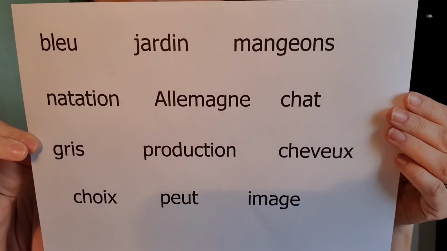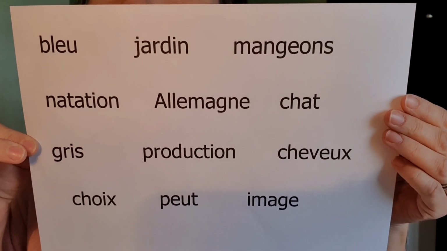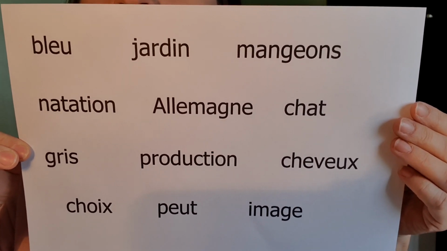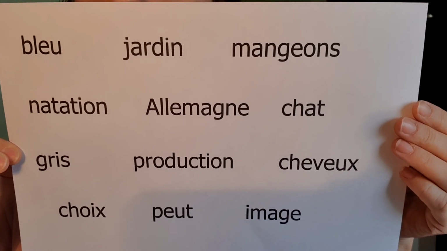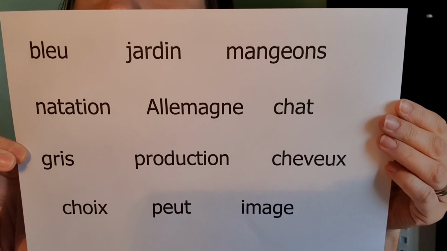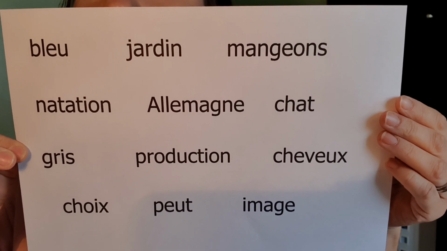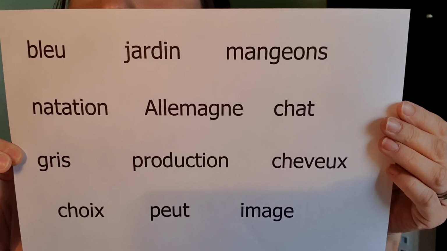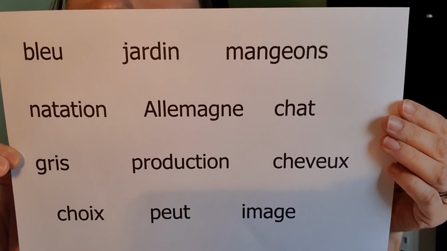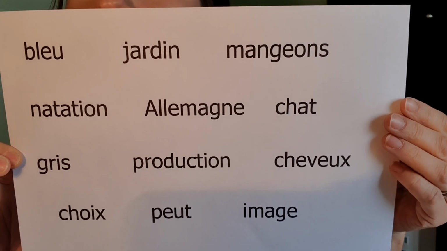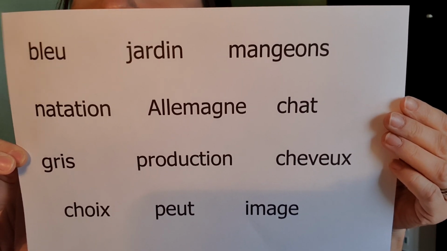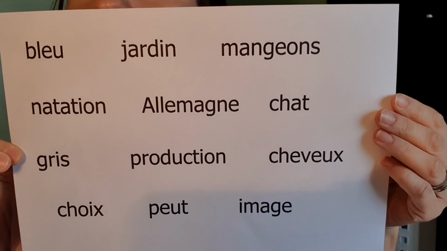Bleu. Jardin. Mangeant. Natation. Allemagne. Chat. Gris. Production. Cheveux. Choix. Peu. Image.